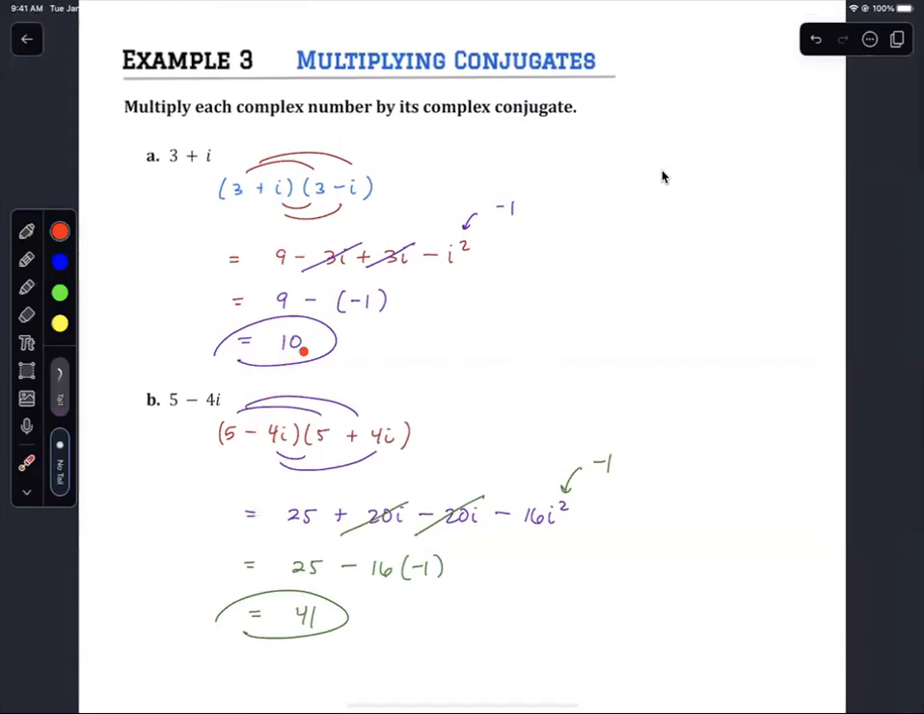Okay, and the thing that I want you guys to notice is in both solutions, we're just left with a real number. So that means that when we multiply a number by its complex conjugate, we're going to be left with a real number. There's no more imaginary number floating around in this problem.